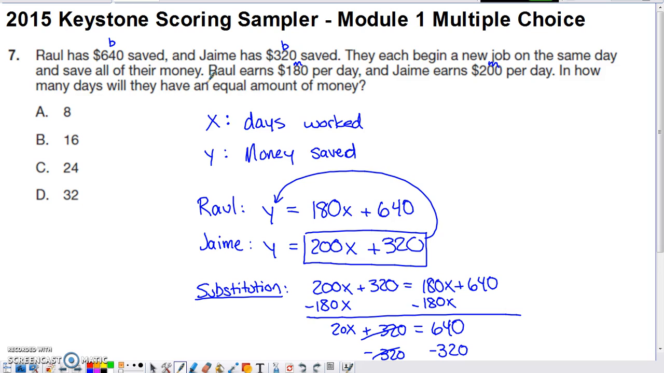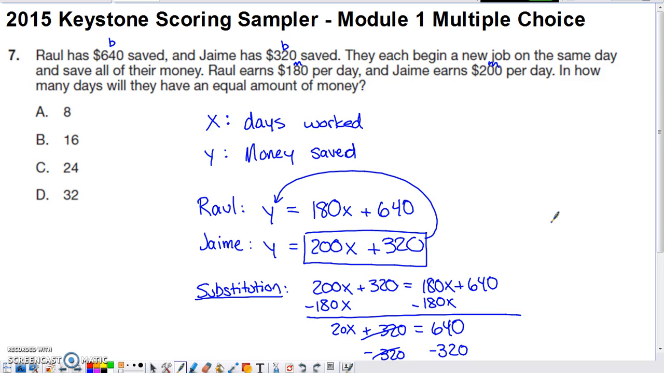So every cent that they make, they're saving. So since Jamie is earning $200 a day and Raul is only earning $180 a day, Jamie is going to have his savings grow and eventually catch and pass Raul's since he's making more money every single day. We want to figure out how many days is going to go by until they have exactly the same amount of money. So I could do this with guess and check.